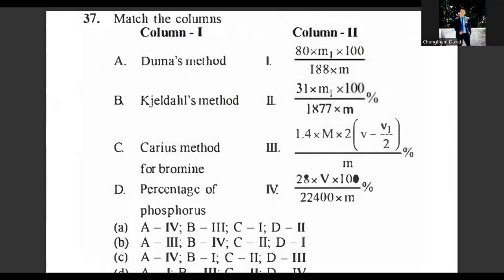Let's see, match the column. Dumas method, Kjeldahl's method, Carius method, phosphorus detection, question number 37. So let us do the matching. A matches with 4, this is for nitrogen. Dumas is for nitrogen. B, Kjeldahl's method, remember, this is for volume and molality. C, percentage of phosphorus. We have done this before, right? So the answer is A. A4, B3, C1, D2.